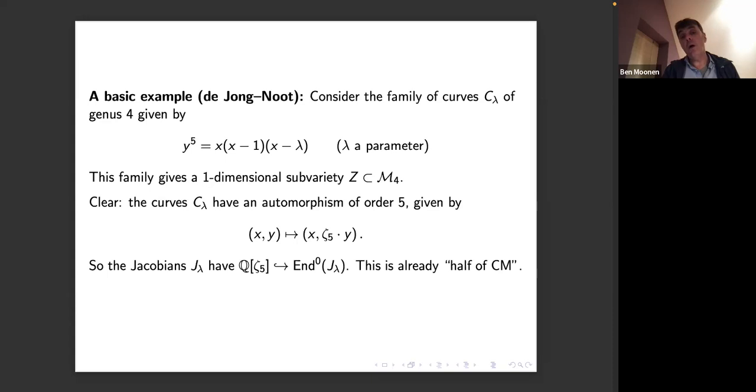And so if you think about it, you will see that actually the cyclotomic field acts on these Jacobians. And of course, the cyclotomic field has degree 4 over Q, and these are four-dimensional Jacobians. So you could say we are already halfway CM. This is already half of CM. And we still have this parameter.